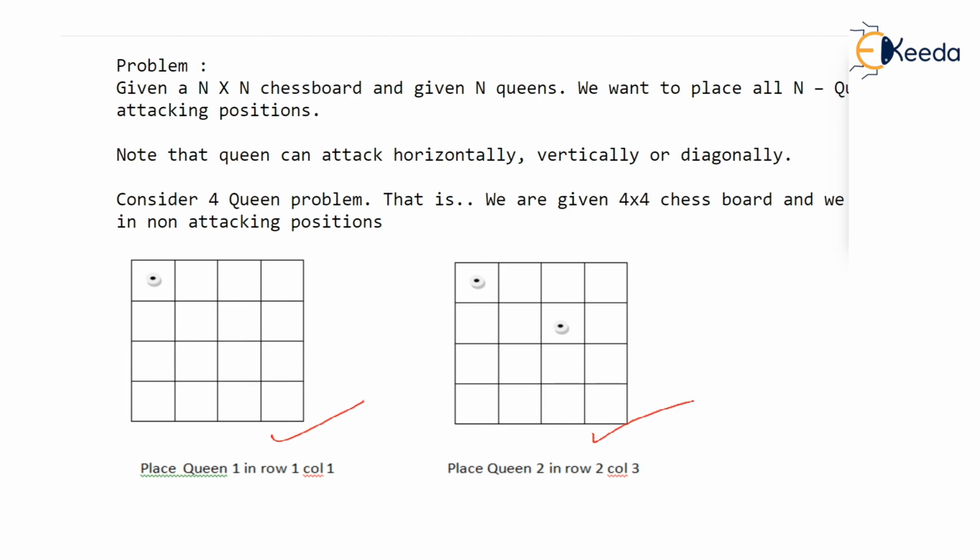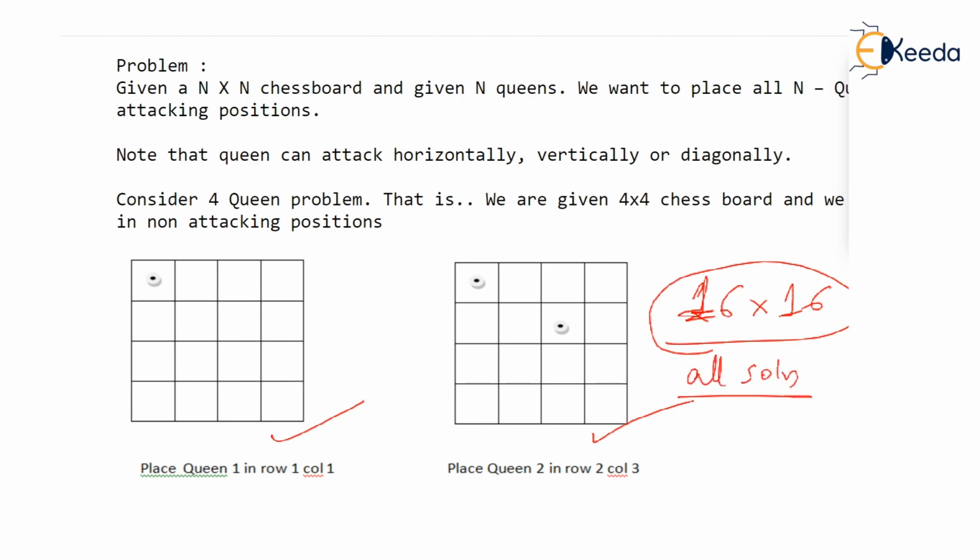Just imagine a 16 by 16 chessboard given. Now you can't dream of randomly placing the queens, because we want to get all the solutions, all the arrangements that are possible. And all the arrangements can only be found by using some strategic approach. Backtracking is one of those approaches.